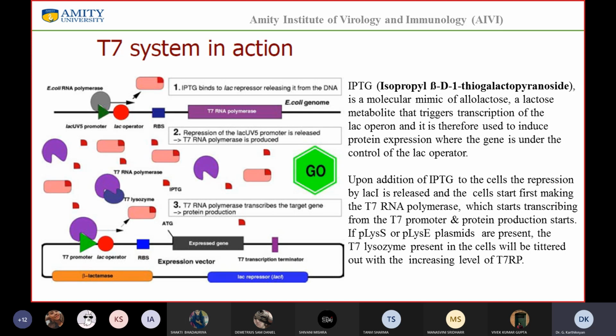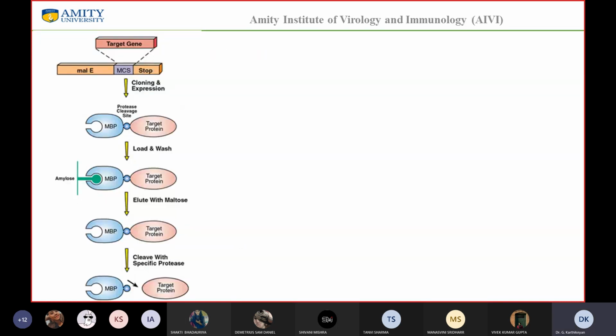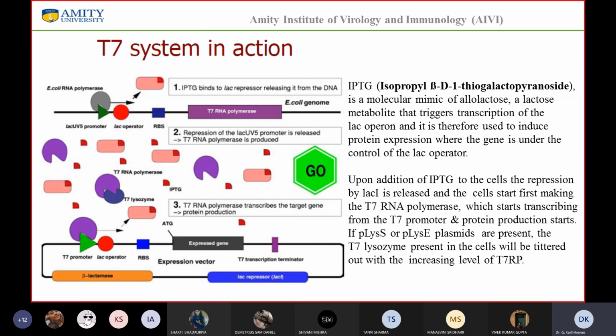Any doubts that you may have up till now? I started doing this for the maltose binding protein, then I realized that I will spend some time on T7. In the next class, we will look at the BL21 E. coli cells, which are specialized E. coli cells, and then we will finish this T7 expression system. Then we will go to the other expression systems. Any questions?